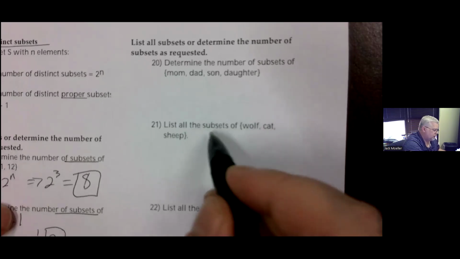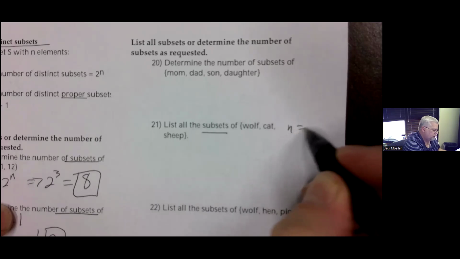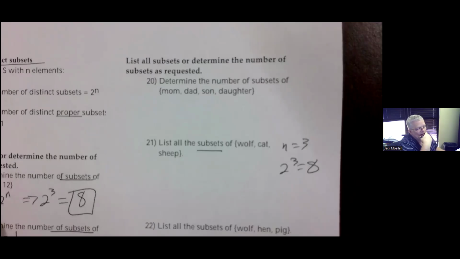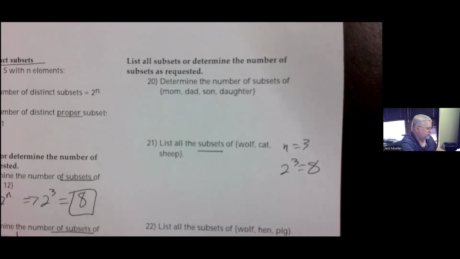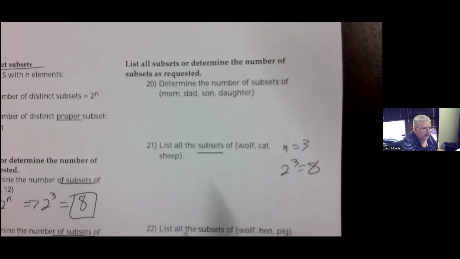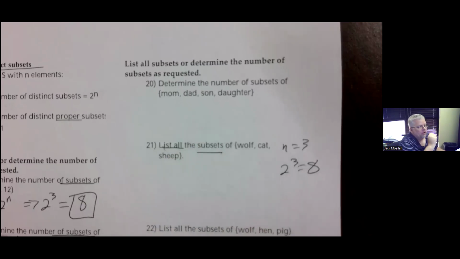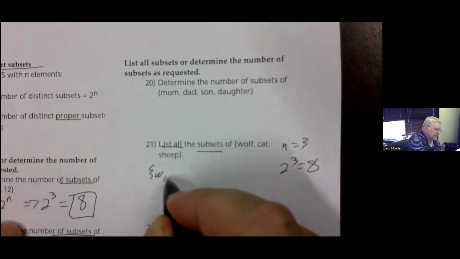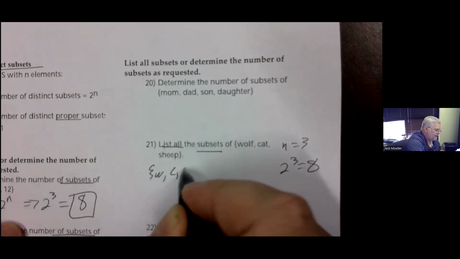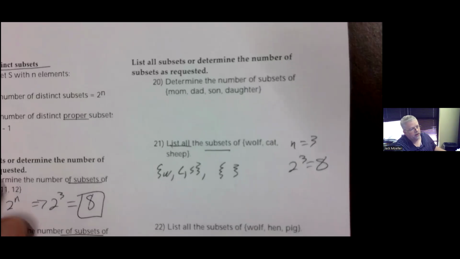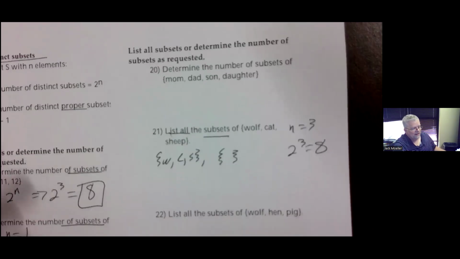Well, first of all, how many subsets are we dealing with? We have 3 elements. This would be 2 to the third. So there should be 8 subsets of this set. Now, to simplify, I'm just going to use W, C, and S, so I don't have to write them out every time. When it says list all the subsets, there should always be 2 subsets you list. One is the original set, because every set is a subset of itself, and the other is the empty set, because the empty set is always a subset. So there are 2 of my 8 sets.